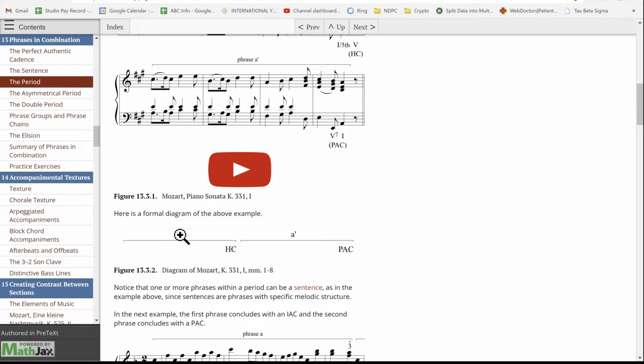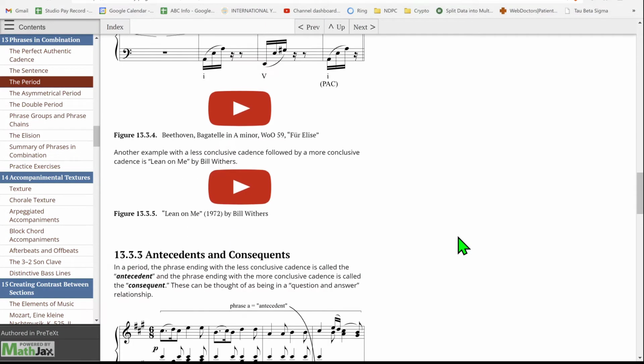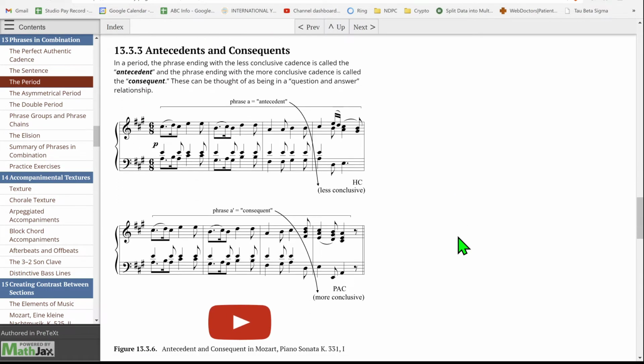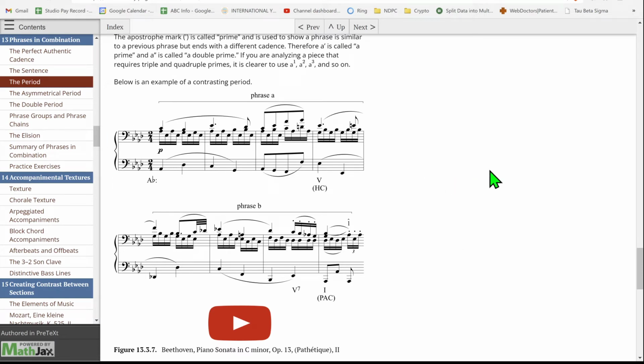So we have phrase A, lowercase a, phrase A prime here, where the first cadence is half and the second cadence is the PAC. And then you would just above it mark another bracket that says parallel period. Parallel period. Boom. Super easy. So what does a contrasting period look like? Okay. They're just showing you others. Here's an example of a contrasting period. This is Beethoven here. Here's phrase A. Half cadence. Here's this phrase B.